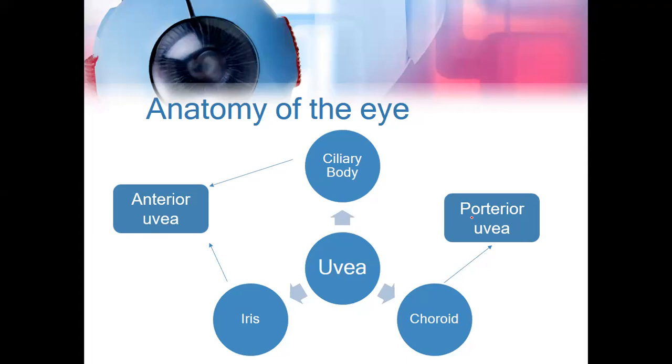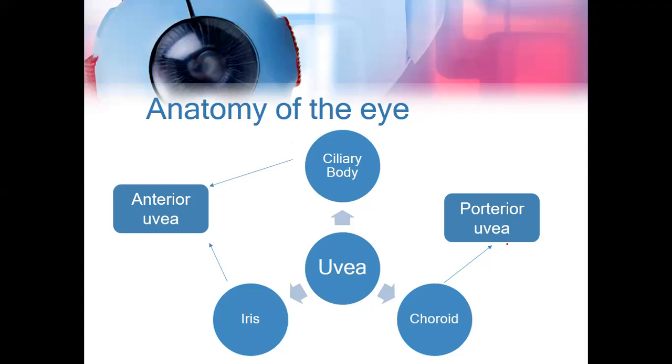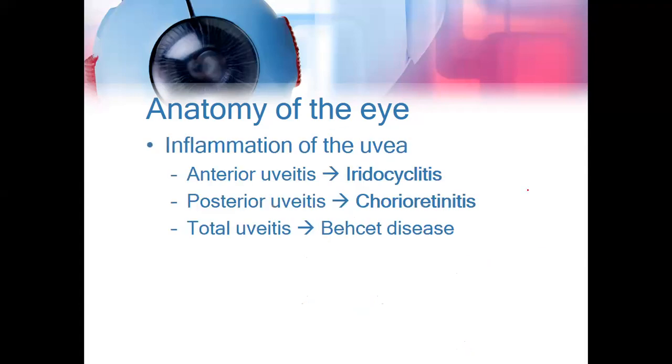This is kind of difficult, actually. So what structures do we have here? In the anterior uvea, we have the ciliary body and the iris, right? So that is what we call the inflammation of the anterior uvea: iridocyclitis.